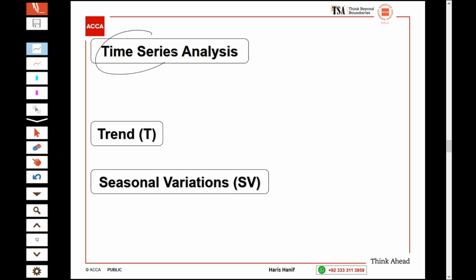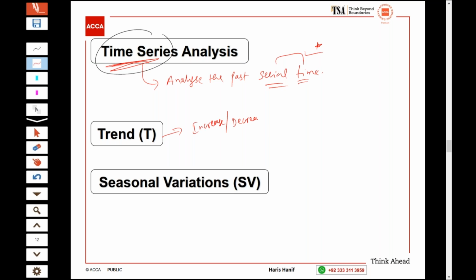So time series analysis is basically, see what is written, the time series. You have to analyze the past serial time. And what is the trend? The trend is basically the increase or decrease in the demand.